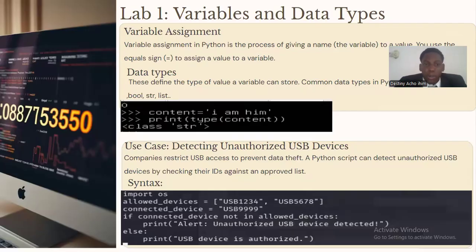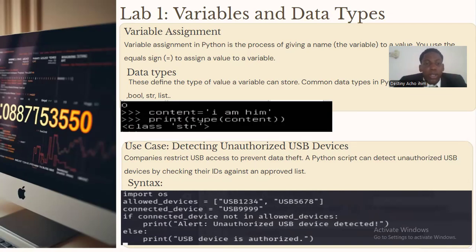The first thing that we did in labs was variables and data types. So Python variables and data types help store and manage critical security data. In cybersecurity, we often deal with structured and unstructured data, such as user credentials, log files, and network addresses. So to efficiently store and manipulate this data, we use different variable types.